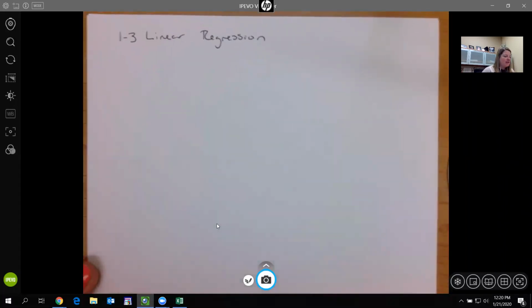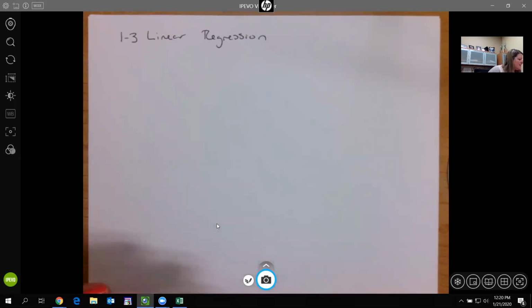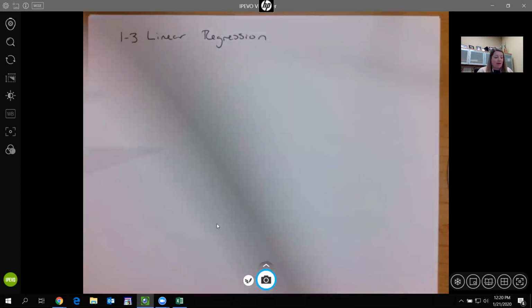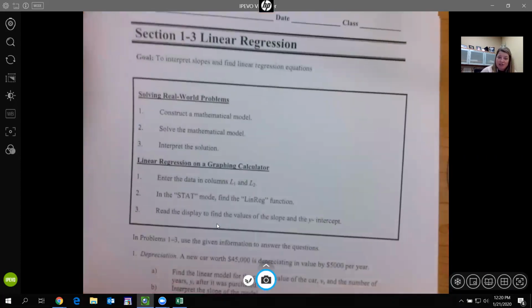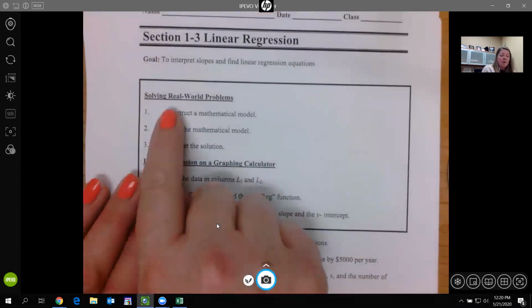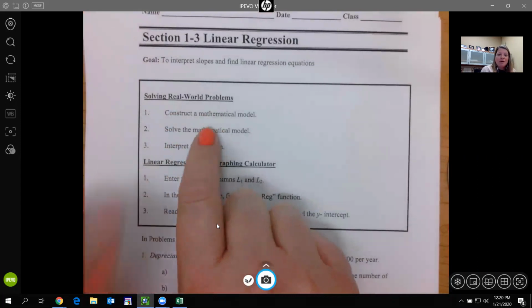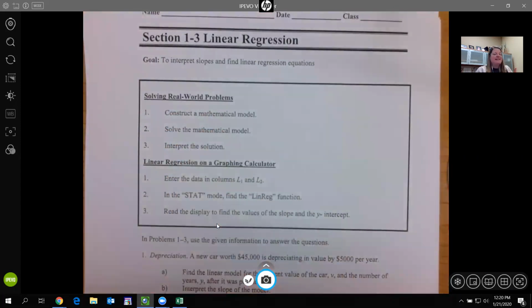Okay, so this section again is 1.3, and what I passed out in class, or what you can get available online, is this little worksheet here that goes over real world problems, and we're constructing a model. So basically the idea is using the past or some data that you have to predict something in the future. So we want to come up with an equation so we can interpret and predict that future.